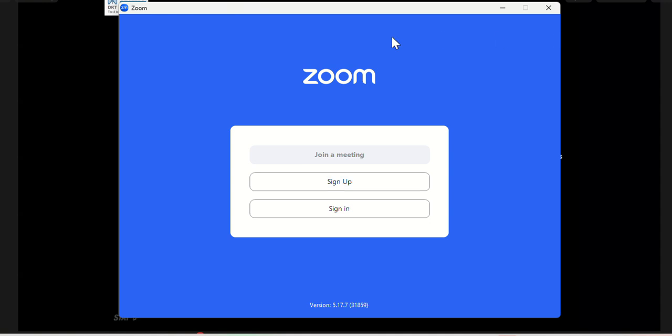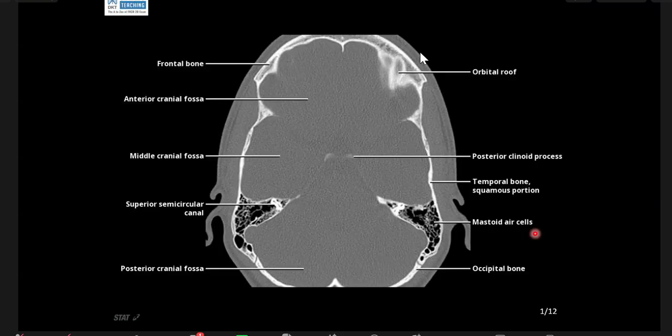Now, an overview of the skull. The temporal bones are paired, the frontal bones are paired, but in the midline is the ethmoid bone, which produces a portion of the middlemost part of the anterior cranial fossa. And then we have the sphenoid bone and the occipital bone.